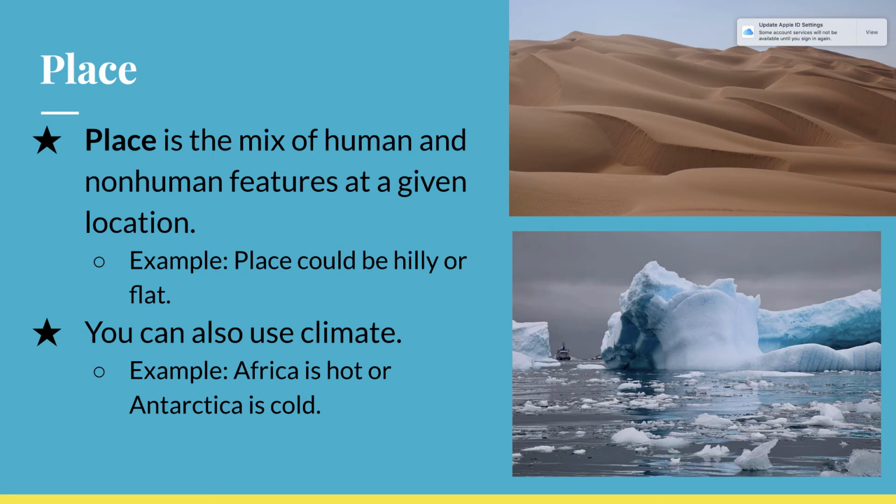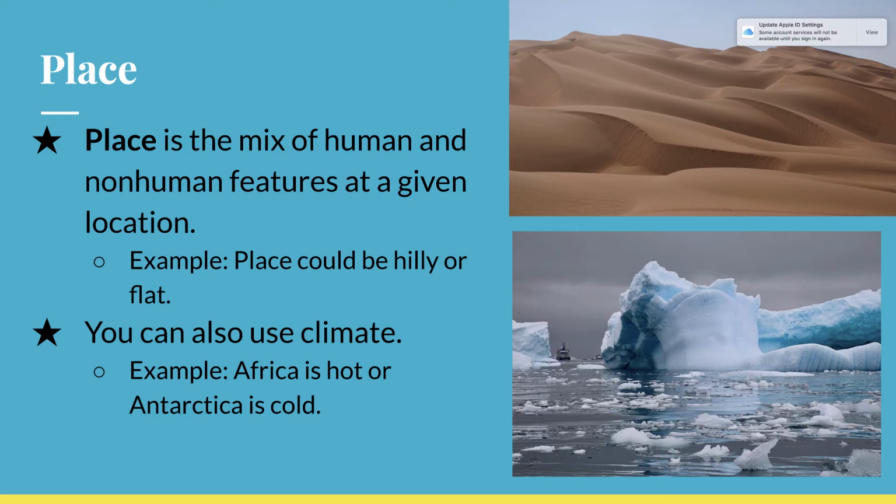The second one is place. We know place is a mix of human and non-human features at a given location. So, a place could be hilly or flat. A place could have more buildings. Those are all human and non-human features. You can also use climate to describe a place.